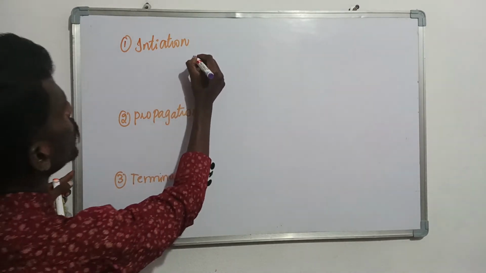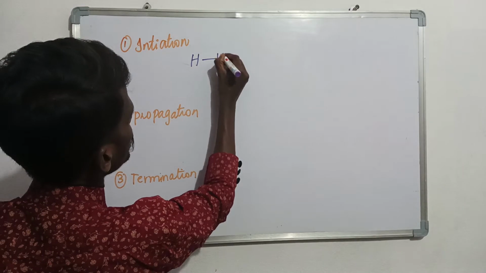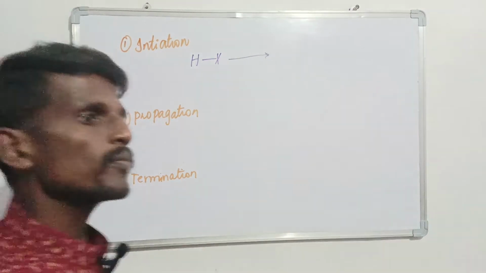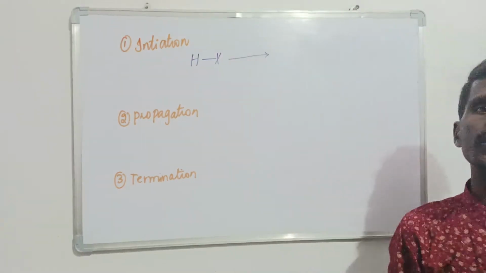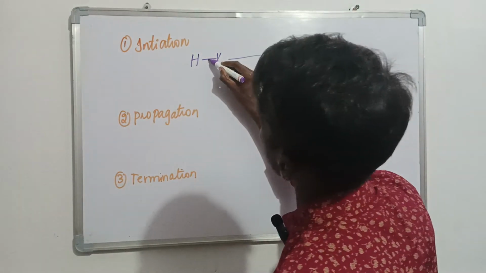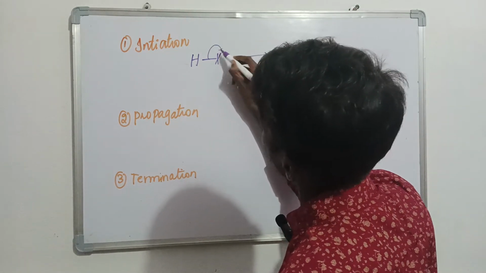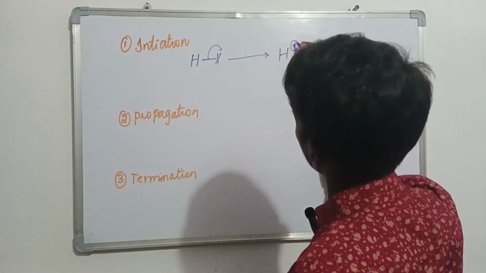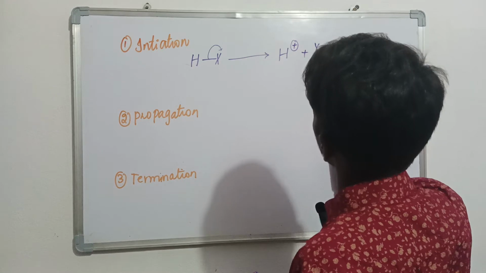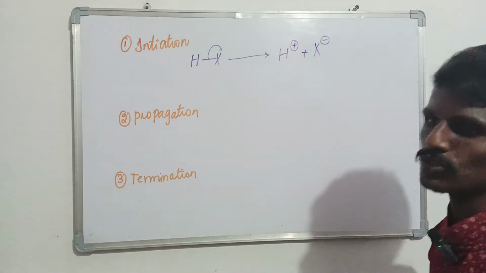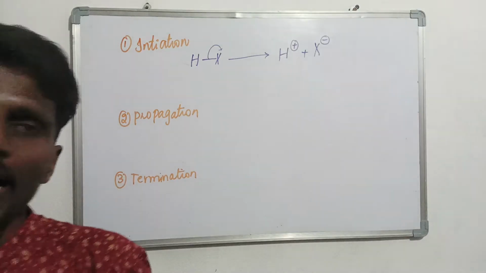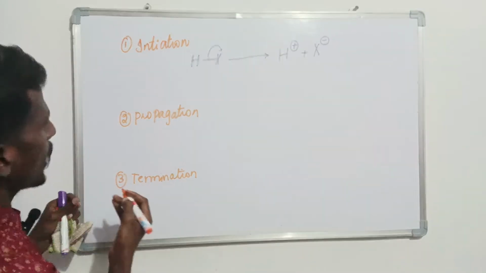The halide group, which is electronegative, pulls the electron towards itself. So dissociation of HX forms H plus ion and X minus ion.